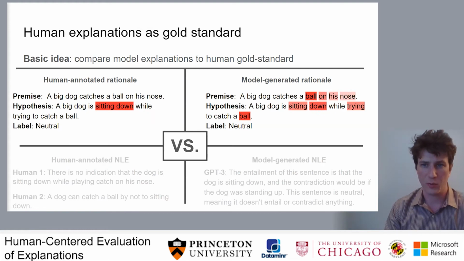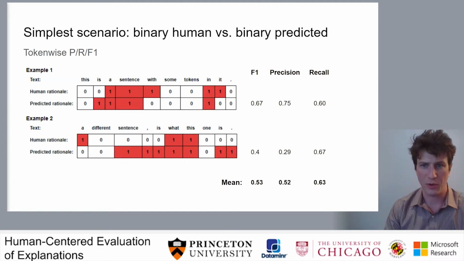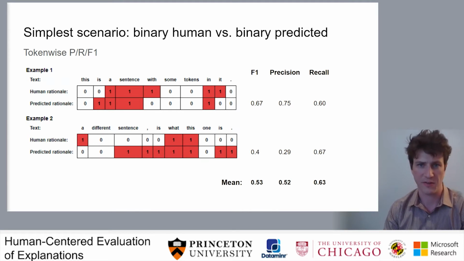So just a reminder, we're trying to evaluate the model-generated rationale on the right relative to the human-annotated rationale on the left in this example. In the simplest scenario, both the human rationale and the model rationale consist of one binary value per token. In this case, we can simply calculate measures of binary token-wise agreement, such as precision, recall, and F1.